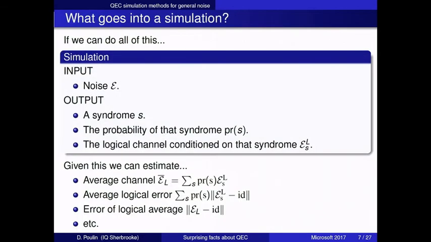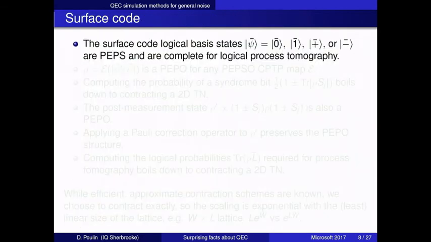Okay, so this was generic. Up to here, let me show you how this can be done for the surface code. So for the surface code, the code states are PEPS. PEPS is an acronym. It's projected entangled pair states. These are two-dimensional tensor networks. So I'm saying there's an efficient representation of the state vector that does not require an exponential number of coefficients, and it's just represented by a two-dimensional lattice of tensors.